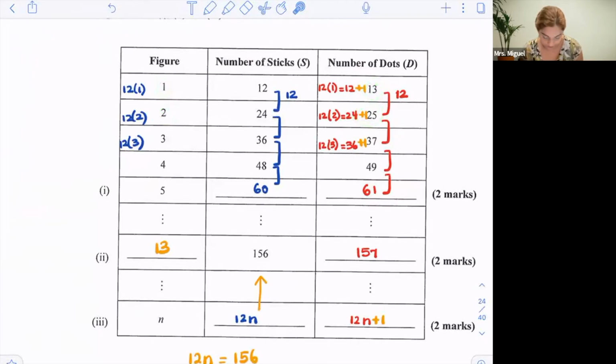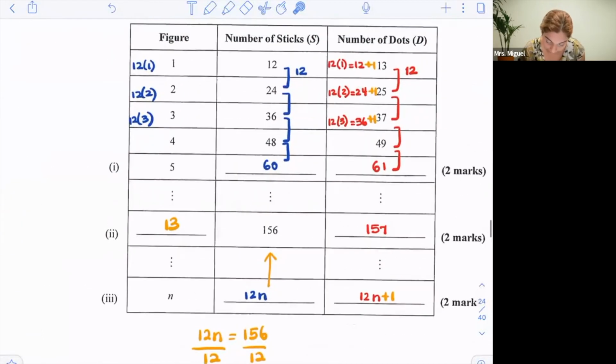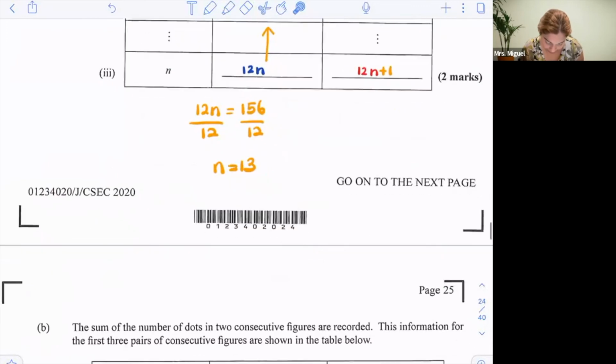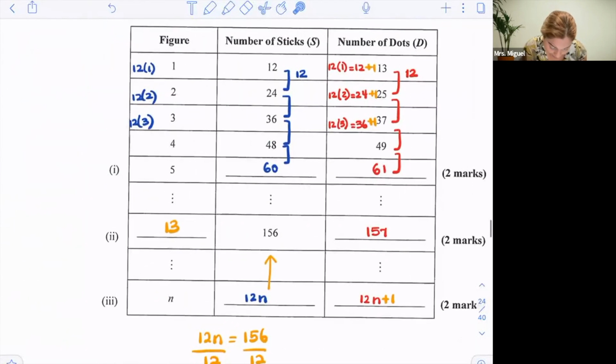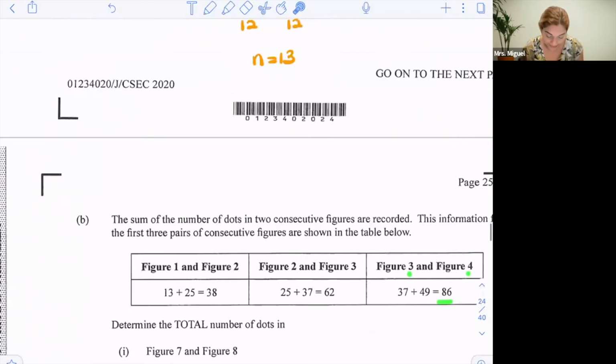Yeah, miss. For figure 2 and 3, they add in 25 and 37. So let me go back. Figure 2 is 25. Figure 3 is 37. So they get 62. Now for figure 3 and 4, they add in, figure 3 is 37, and figure 4, the number of dots is 49. So 37 plus 49 will give us 86.